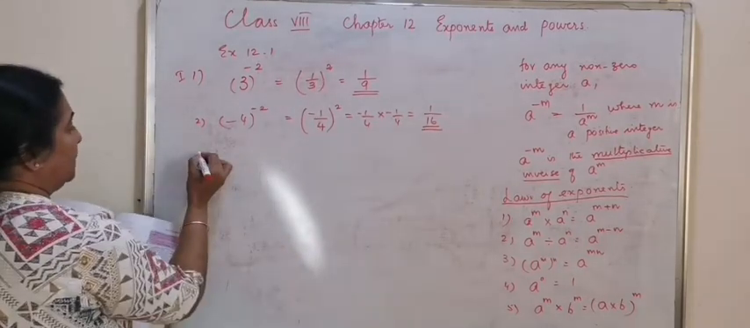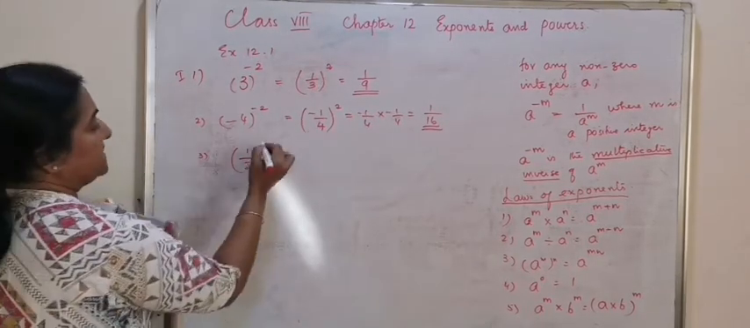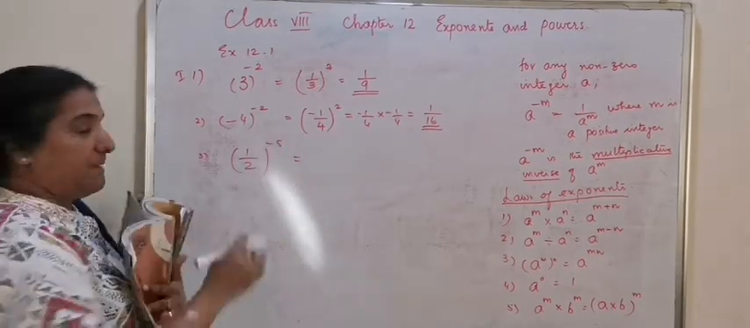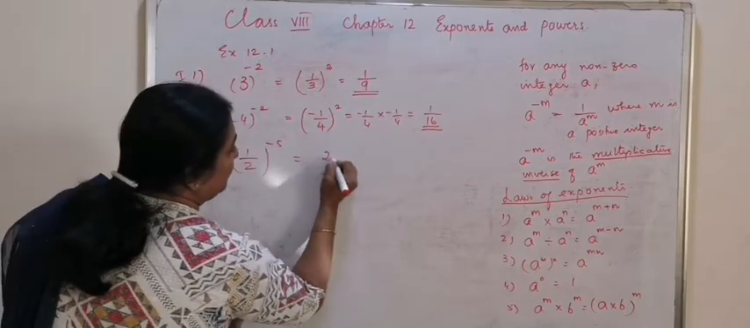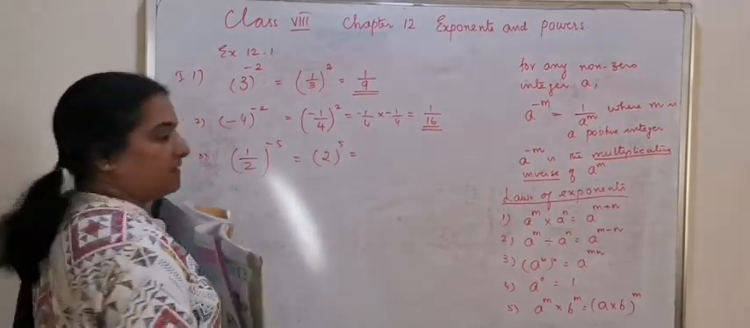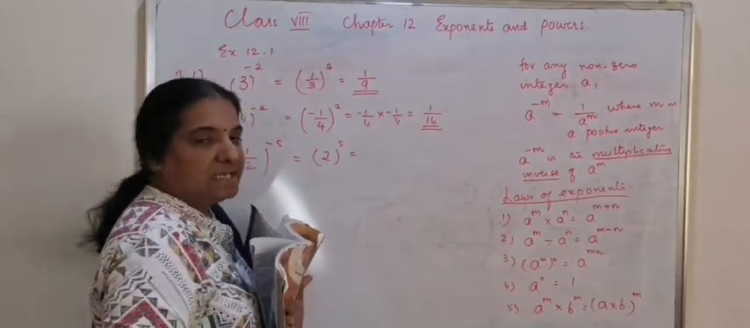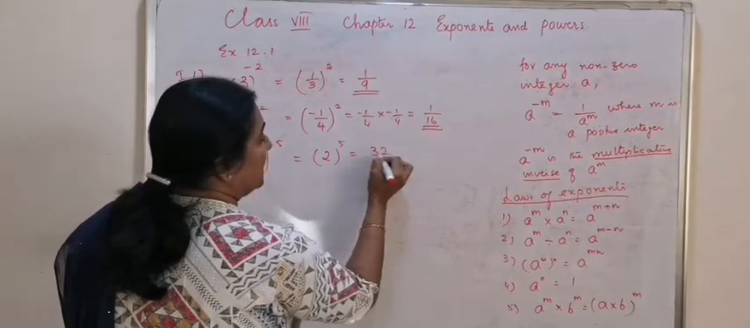1 by 2 to the power of minus 5. The base will be taken as 2 to the power of positive 5. 2 to the power of 5 means 2 into 2, 4. 4 4s are 16. 16 into 2, 32.